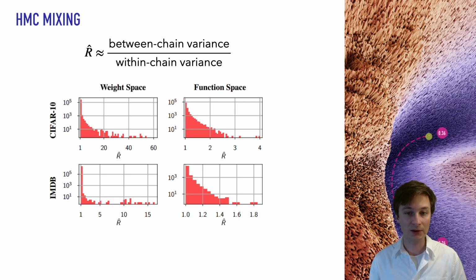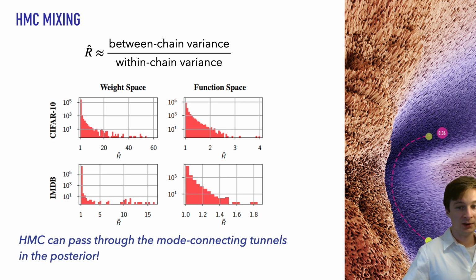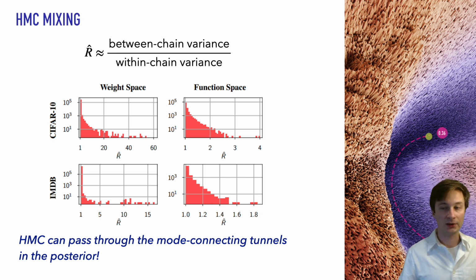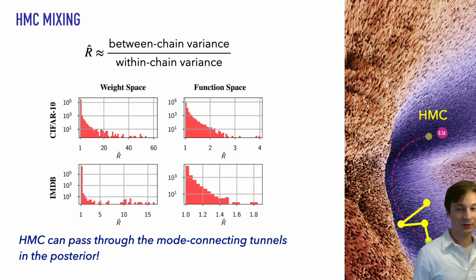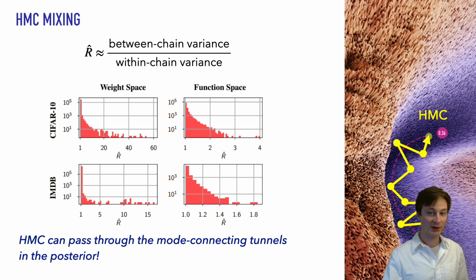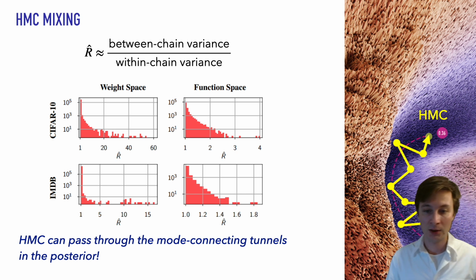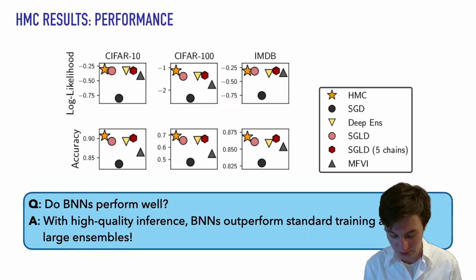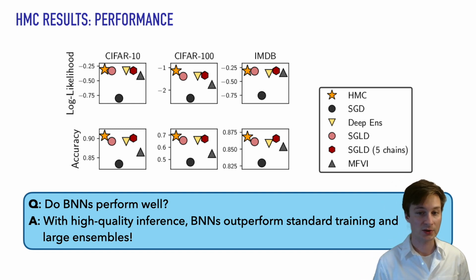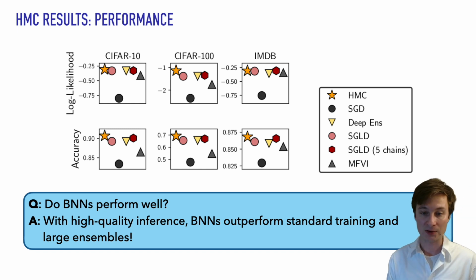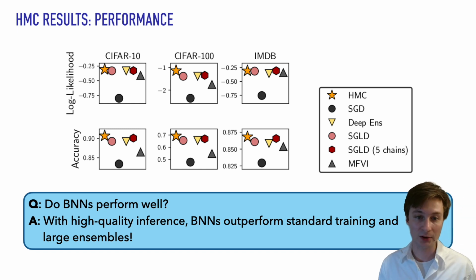Geometrically, what this means is that HMC can pass through the mode connecting tunnels. So it doesn't get stuck in a single mode, it keeps exploring and it finds many different modes. It goes through those mode connecting tunnels that we discussed earlier in the talk. Okay, so now that we've established this method, we can actually use it to answer some questions about Bayesian neural networks. The first question here is, do they actually work? What can we expect from Bayesian neural nets if we are able to run them?